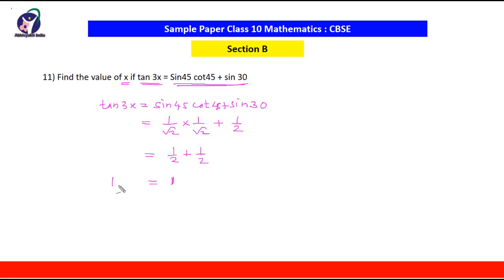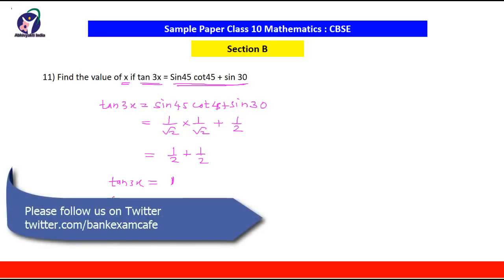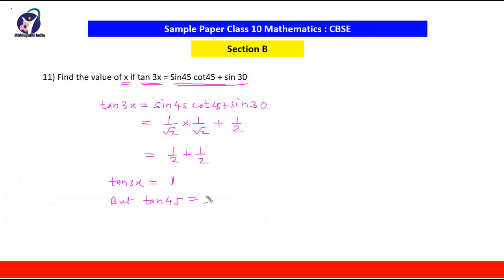So which is equal to half plus half, that is 1. So we are getting tan of 3x is equal to 1. But we know that tan of 45 is equal to 1. Since tan 45 is equal to 1, 3x should be equal to 45. Therefore 3x is equal to 45, and therefore x is equal to 45 by 3, and therefore x is equal to 15 degrees, and therefore the value of x is 15 degrees.